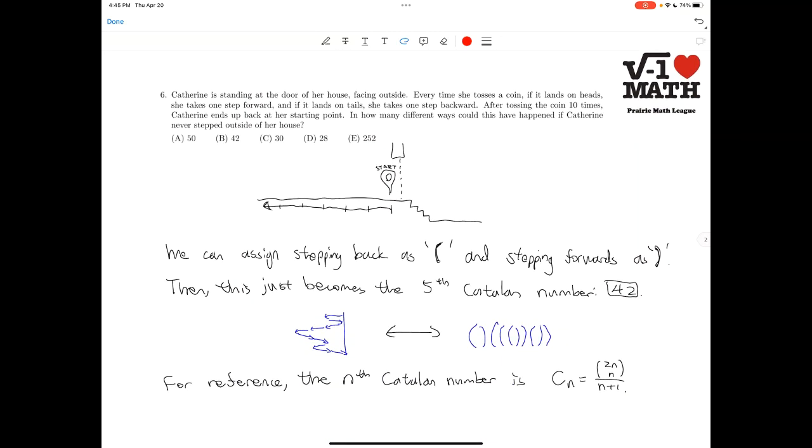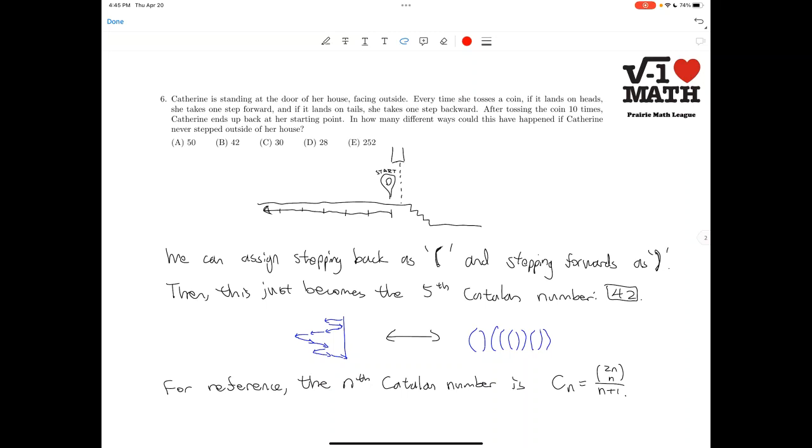Now for the second question, we have Catherine, who is standing at the door of her house facing outside. Every time she tosses a coin, if it lands on heads, she takes 1 step forwards, and if it lands on tails, she takes 1 step backwards. After tossing the coin 10 times, Catherine ends up at her starting point. And how many ways could this have happened if Catherine never stepped outside of her house?